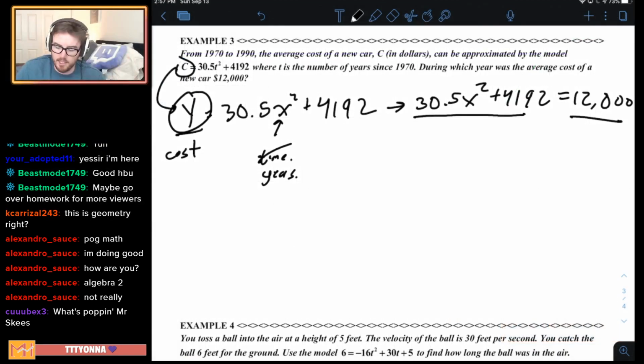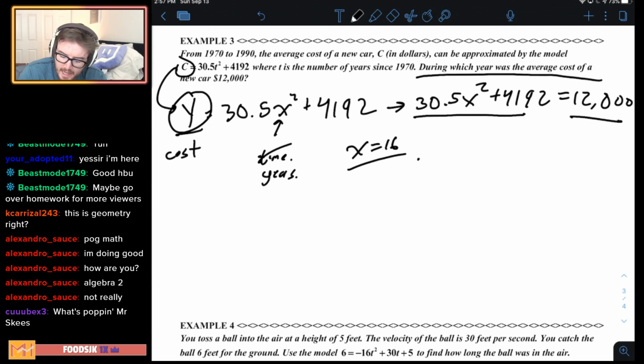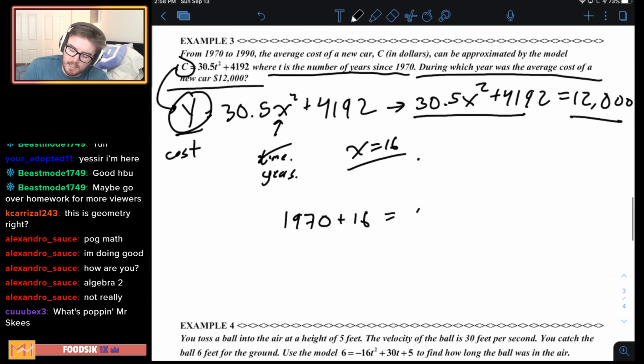What does that mean in the context of this problem? X equals 16. Whoop-de-doo. What does that mean? During which year was the average cost of a new car $12,000? It definitely wasn't in the year 16, right? That doesn't make any sense. What does X represent exactly? The number of years since 1970. In other words, in the year 1986, a car was $12,000.